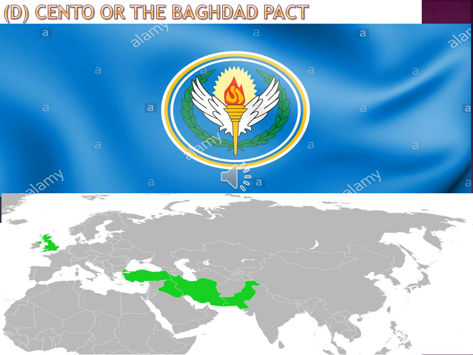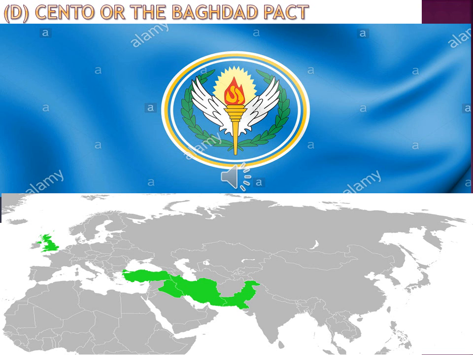NATO, the North Atlantic Treaty Organization, whose member countries still form a joint command, is a powerful organization existing even now. So these are the different military alliances that were formed because of the Cold War between Russia and America.